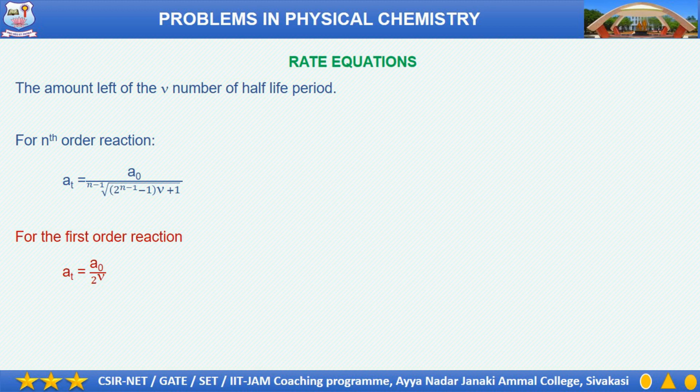A_t is equal to A naught into the root of n minus 1, the root of 2 power n minus 1 minus 1 into mu, plus the result is added with 1. This is the formula. And for the first order, it cannot be applied. For which the separate equation is A_t is equal to A naught by 2 power mu.